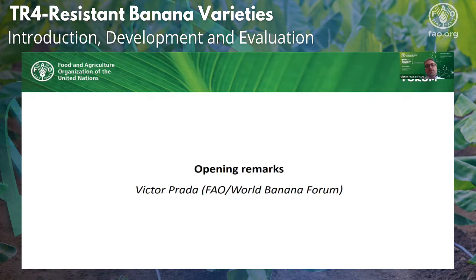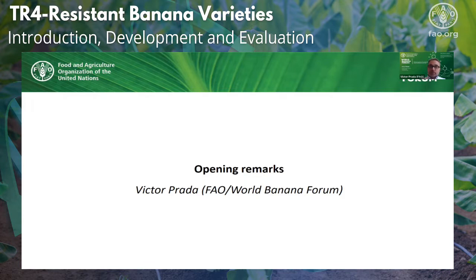The World Banana Forum operates with three main working groups according to the three pillars of sustainability. Working group one deals with production, working group two with economic sustainability, and working group three with social sustainability. All of them have their own task forces, such as the one on TR4. Back in 2013, after the outbreak in Mozambique, Africa, we created the TR4 Task Force with World Banana Forum members. We've been working with the task force since.